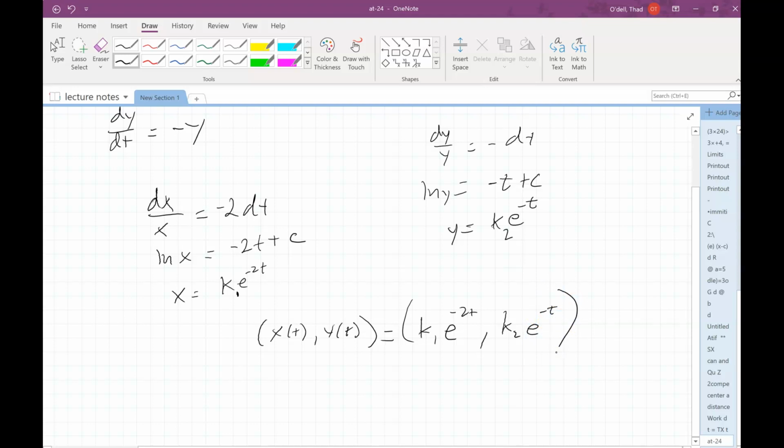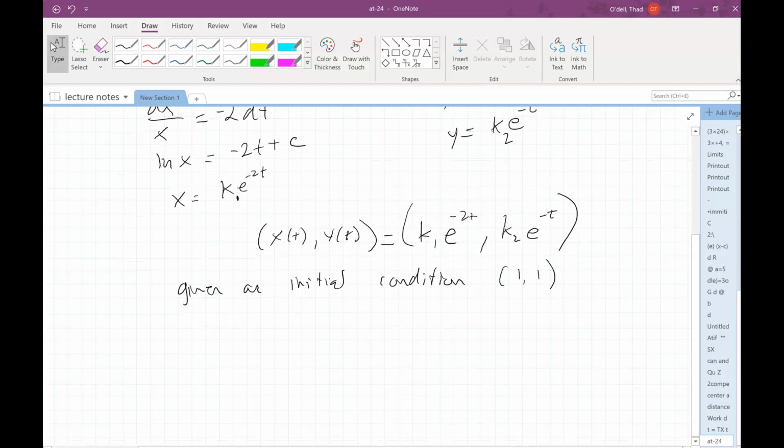And then let's say we're given an initial condition, 1, 1. So we can figure out what k1 and k2 are. This is my initial condition, so we're evaluating at t equals 0. That would produce the point 1, 1. In other words, x of 0, comma y of 0 is equal to 1, comma 1.